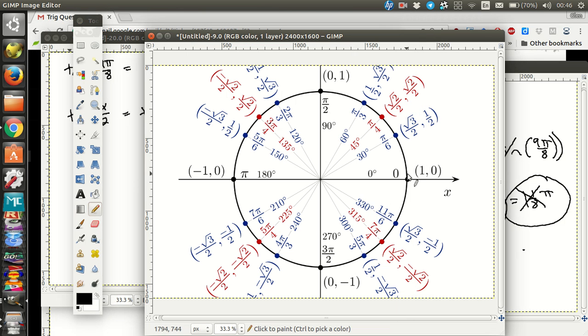Because it makes the problem so much easier. If you go 9 pi over 4, that means you go 2 pi, which is 8 pi over 4. This is pi, this is 2 pi. I'm back where I started. That was 8 pi over 4, in other words, 2 pi. Now I still have pi over 4 left to go to achieve that angle of 9 pi over 4. So where is pi over 4?